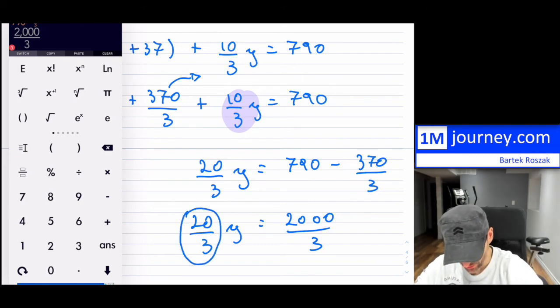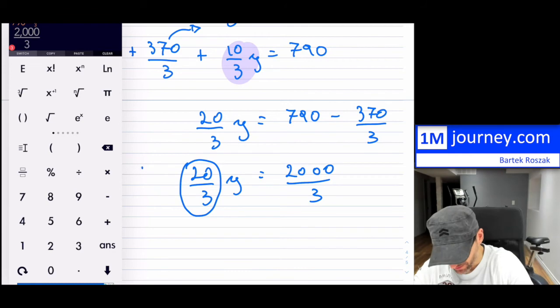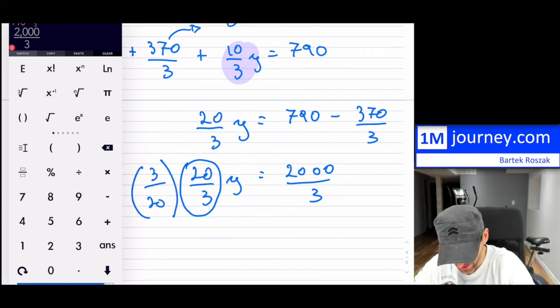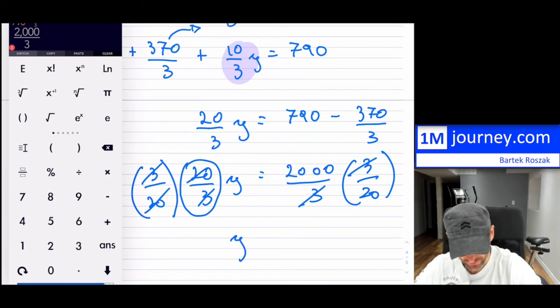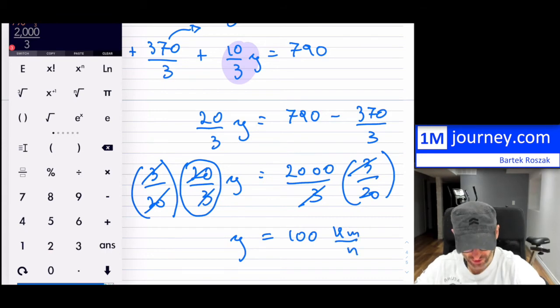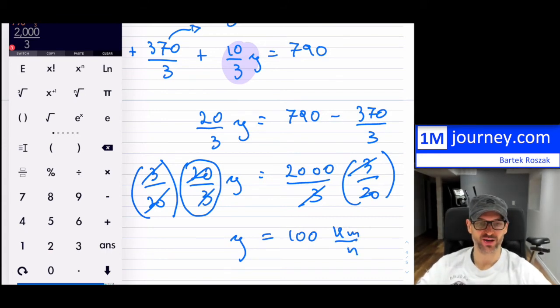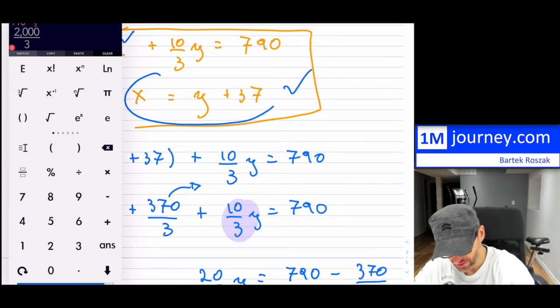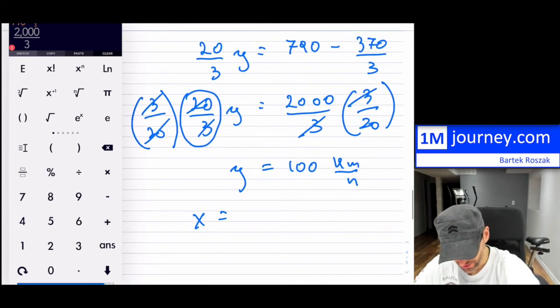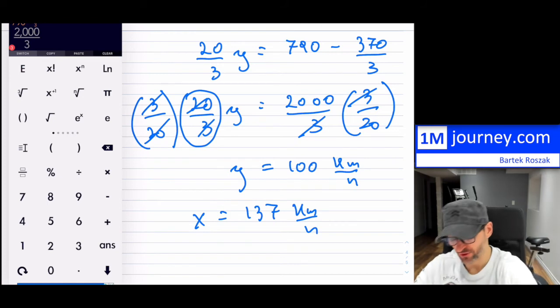Now we've got to get rid of this, so we multiply by 3 over 20. That gets rid of this, and now 3 over 20 on the opposite side. So notice the 3 is gone, and then this is actually 100. So this is 100 kilometers an hour. That's what Isabella was driving. And that means that Sabrina, so X, which is equal to what Isabella had plus 37, would have been 137 kilometers an hour. That's how fast she was driving.